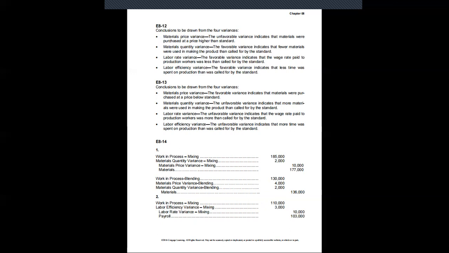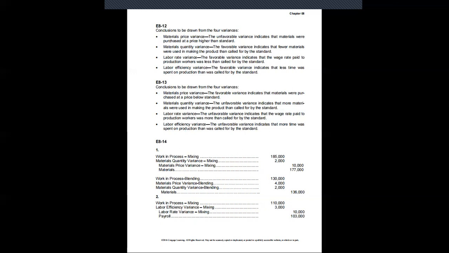We have the debit and the credit. So material price variance, it's a debit. Material quantity variance, a credit. Labor rate variance, credit. And labor efficiency variance, a credit. Standards set at the beginning of the year have remained unchanged. All inventories are priced at standard cost.